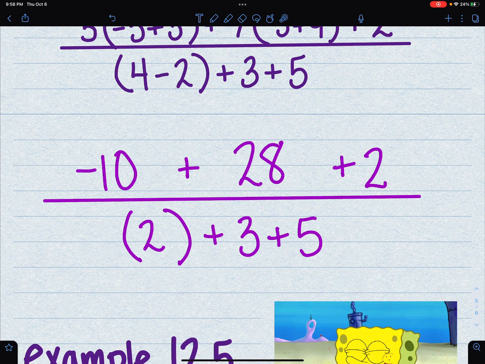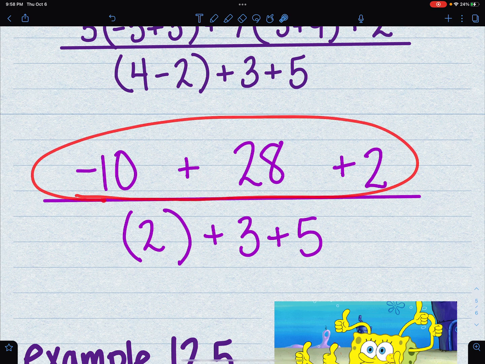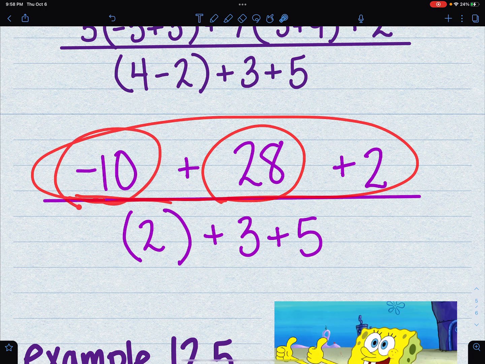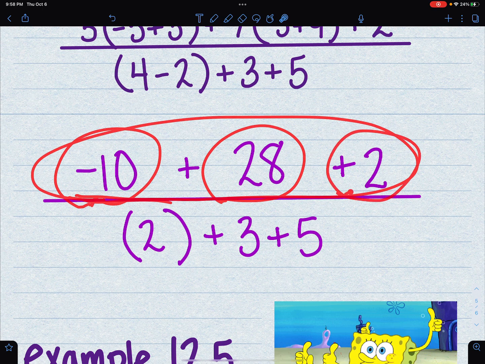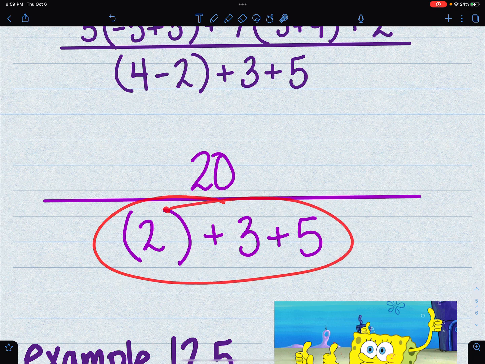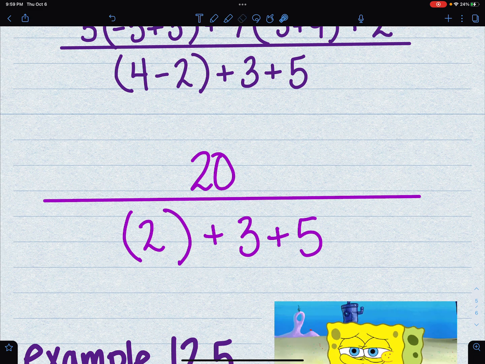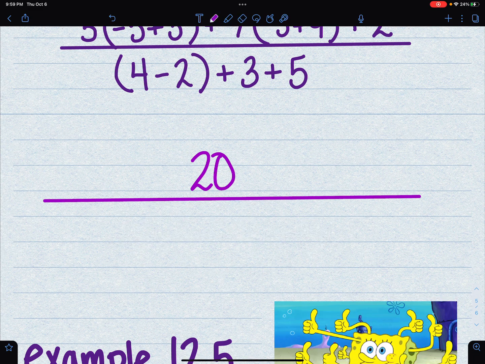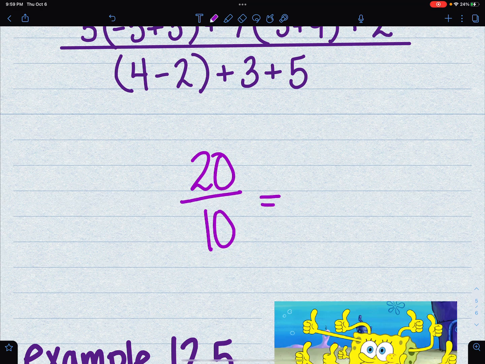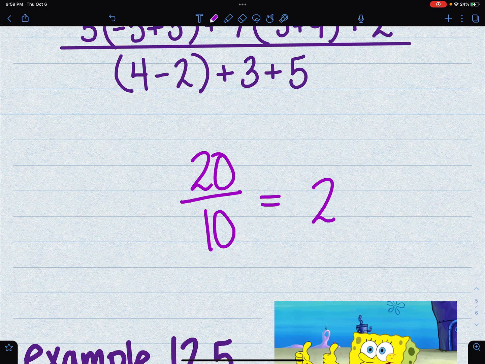Now, can I simplify the numerator more? Yeah. I'm going to start with 28 because that's the biggest positive number. I'm going to do 28 minus 10 in my head. 28 minus 10 is 18. Now I'm going to add 2, and I know I end up with 20 on the top. So I'm going to erase this, and I'm going to put 20. What about the bottom? I have 2 plus 3, which is 5, plus another 5, which is 10. So basically, this whole thing becomes 20 over 10. We can simplify that very easily, right? 20 divided by 10 is 2. Man, that is crazy that whole big long thing simplified just to the number 2.